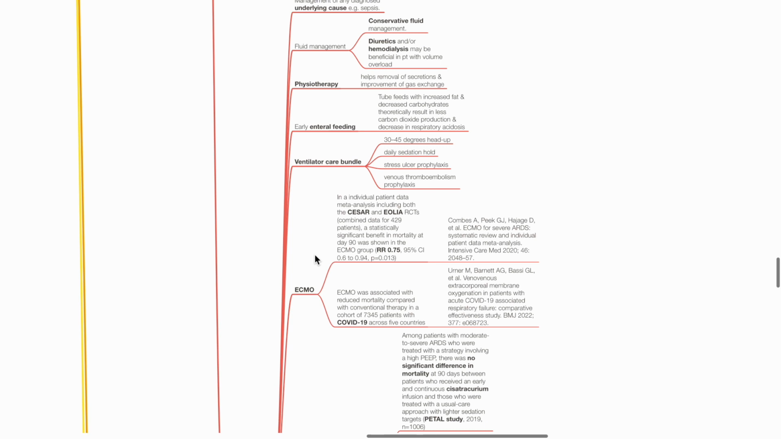The CESAR and EOLIA RCTs concluded that ECMO reduces mortality in severe ARDS. ECMO was also associated with reduced mortality in patients with COVID-19 severe ARDS.